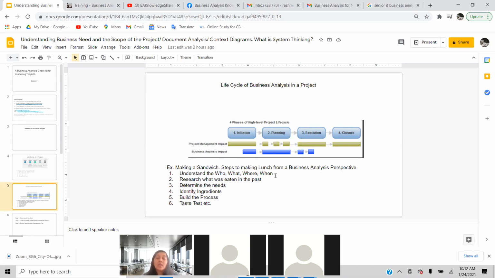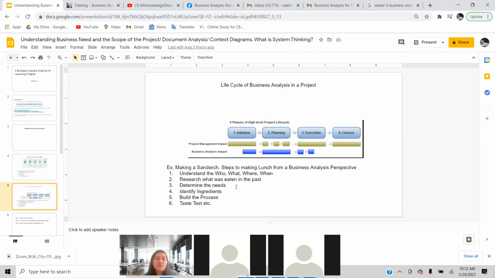And it really helps a project manager because project management, in my mind, is a completely different skill set than a business analyst skill set. A business analyst would complement a project manager. And this is where they help during the initiation of a project. The second thing, they also help in researching what was eaten, in this case, what was eaten in the past, right? So you're making a meal and you want to research what was done in the past. And this kind of translates, and I'll get into it later, things like document analysis, right? So that's your research phase.